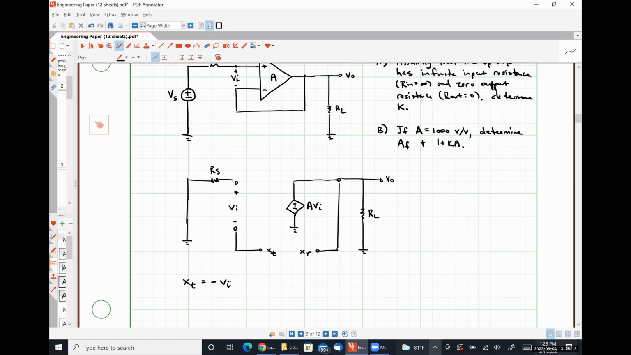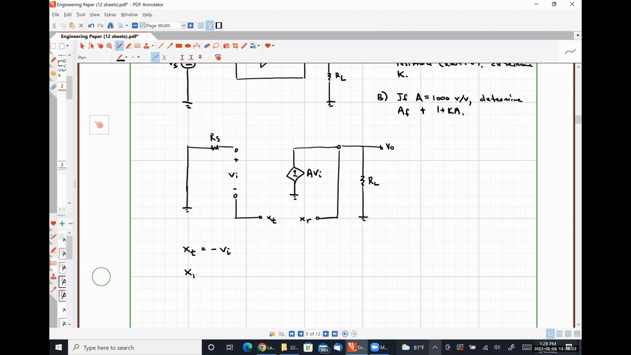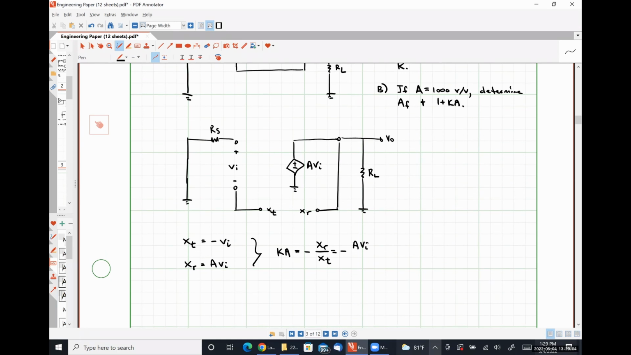What's XR? A times VI. So from this, KA, our loop gain, is negative XR over XT, or negative A times VI over XT, which is negative VI, or negative A. So our loop gain is negative A.